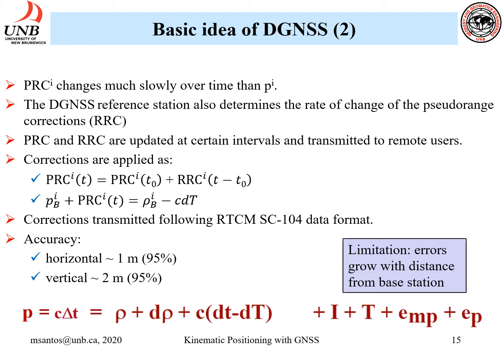typical accuracy of DGNSS, is 1 meter for horizontal position at 95% confidence level, and the vertical at 2 meters, 95% confidence level. And of course, we have the limitation that the errors will grow with distance from the base station.